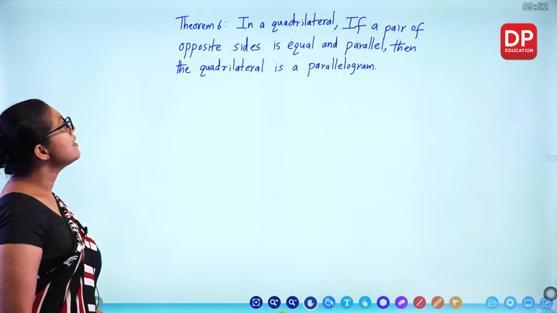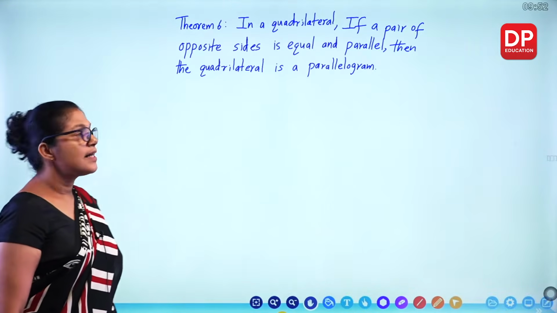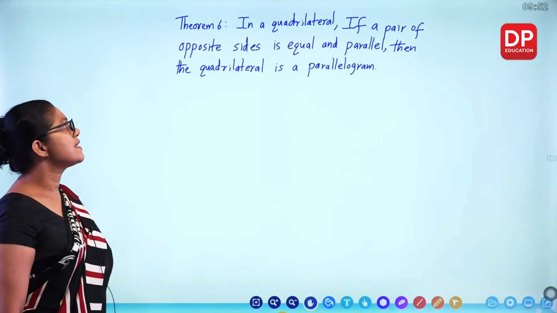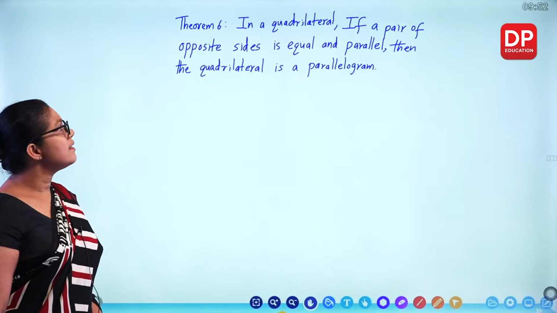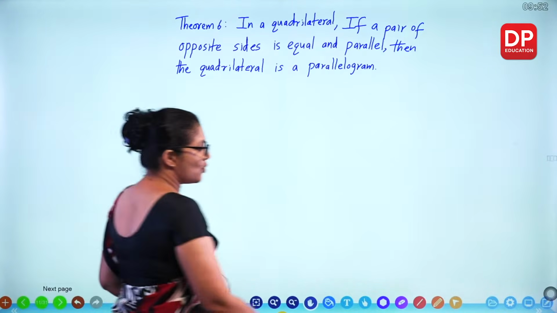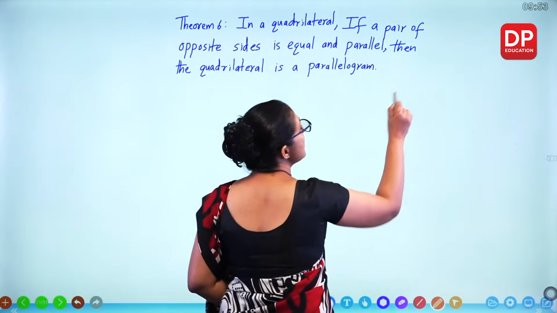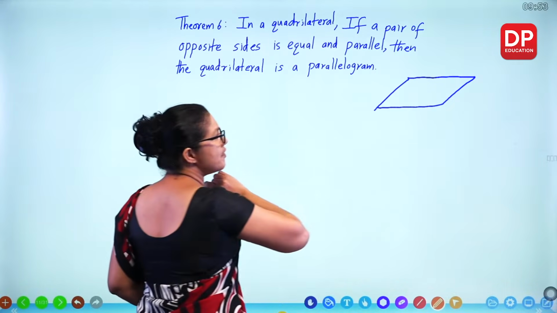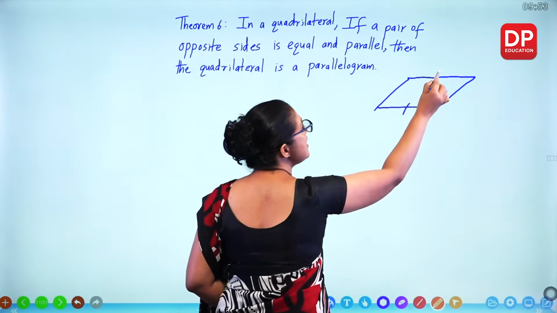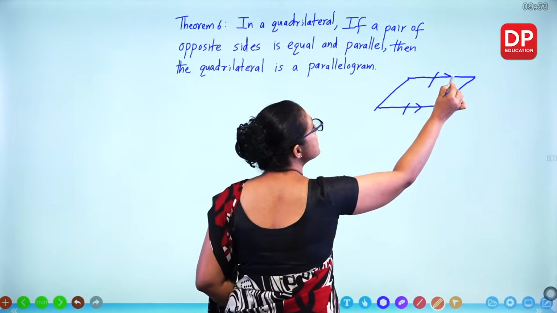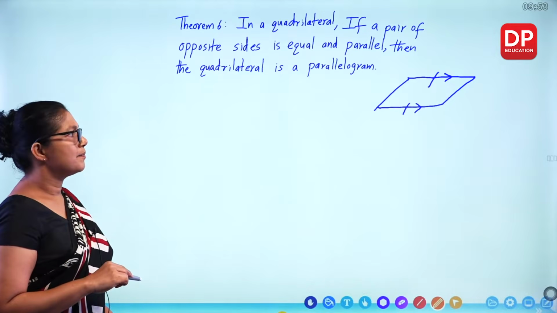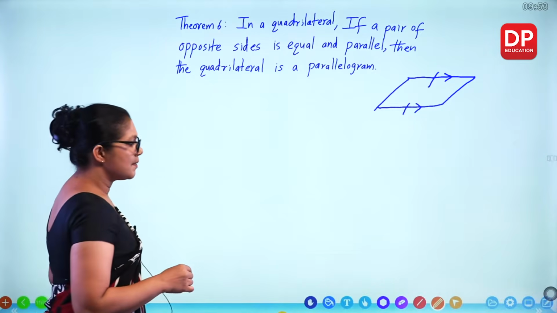Now we'll look at theorem number 6. It says in a quadrilateral, if a pair of opposite sides is equal and parallel, then the quadrilateral is a parallelogram. So it says in any quadrilateral, if one pair is equal as well as parallel, then it's a parallelogram. We'll try to prove this.